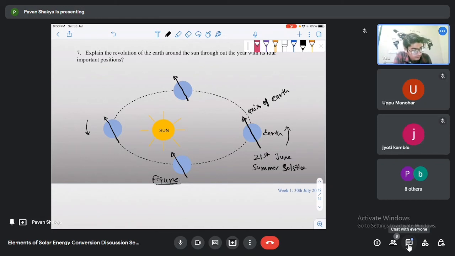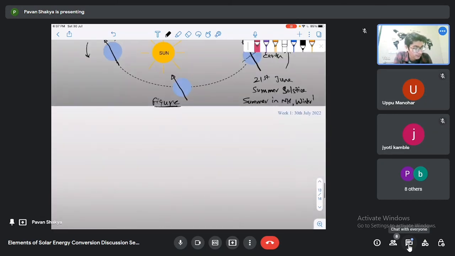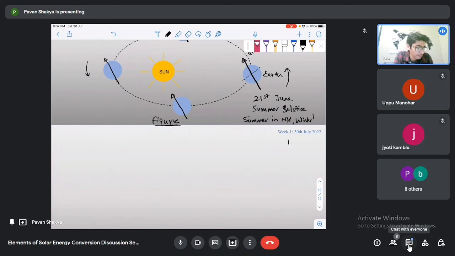So from here we can see that this one is our north side that is tilted toward the sun. So there will be summer in the northern hemisphere, whereas there will be winter in the southern hemisphere.